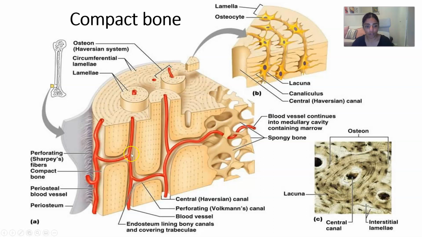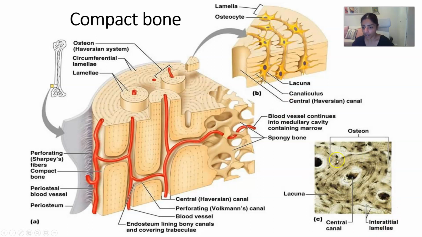And we can see that running down the length of that long bone. If we look at this diagram here, we can see this cream-colored material, which is the layers of the osteon, or lamellae. And between these layers, we have the osteocytes sitting in a space called a lacuna.